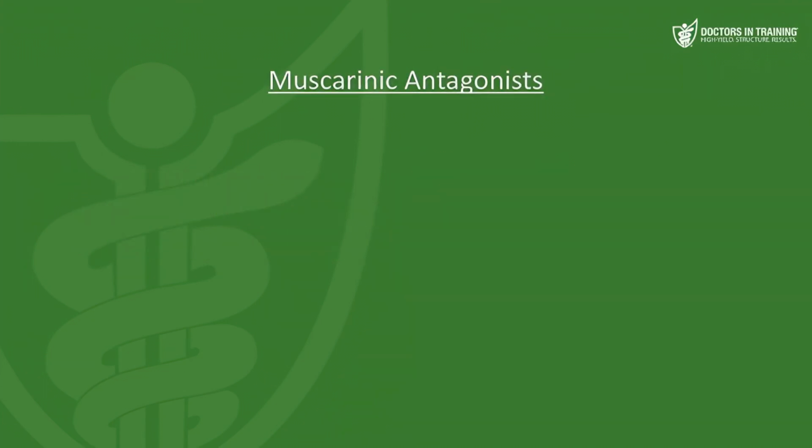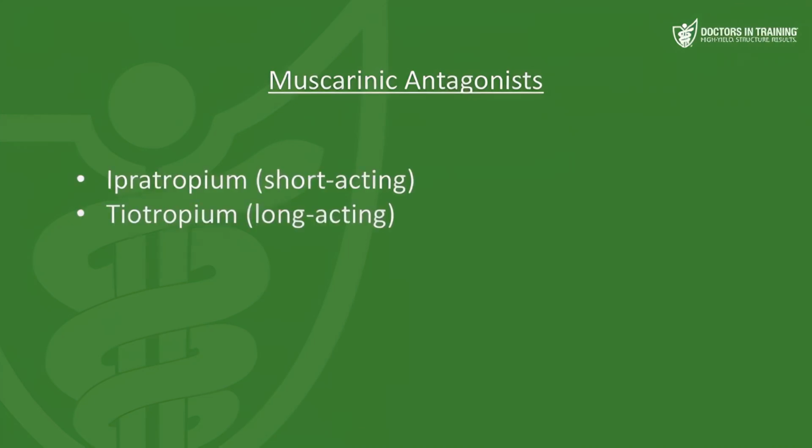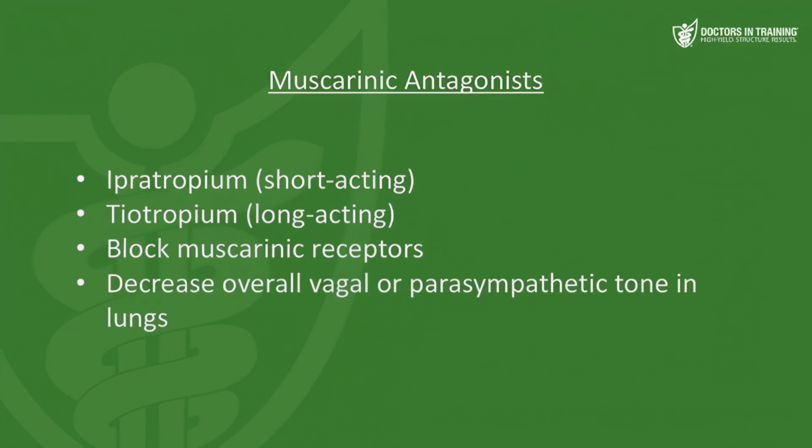Muscarinic antagonists, the most common ones are ipratropium and tiotropium. Tiotropium is long-acting and ipratropium is short-acting. They work by blocking the muscarinic receptors. They decrease the overall vagal or parasympathetic tone in the lungs, thereby causing smooth muscle relaxation, leading to bronchodilation.